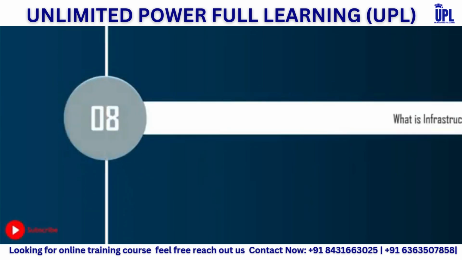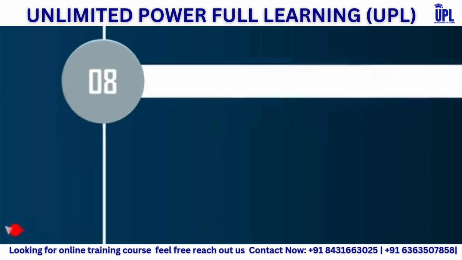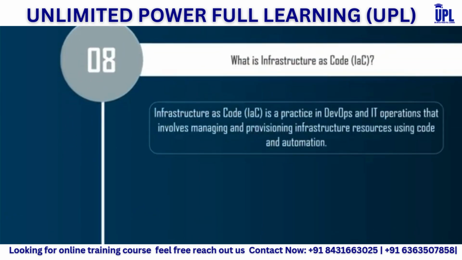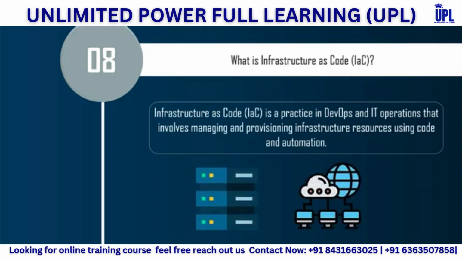The next question is, what is infrastructure as code? Infrastructure as code is a practice in DevOps and IT operations that involves managing and provisioning infrastructure resources using code and automation. Instead of manually configuring servers, networks, and other components, IaC treats infrastructure setup and management as if they were software. In short, instead of setting things up manually, you write scripts that tell the computer how to do it automatically. So this makes it easier to control, change, and replicate your infrastructure, like creating a copy of a setup exactly as it was before.